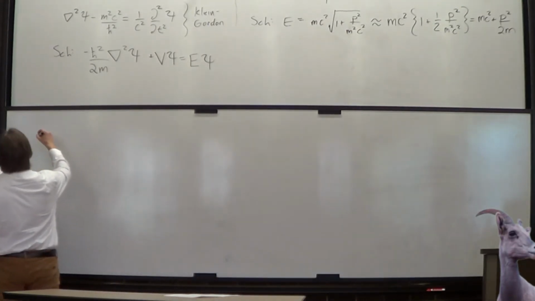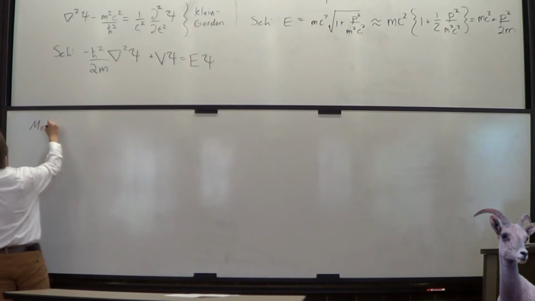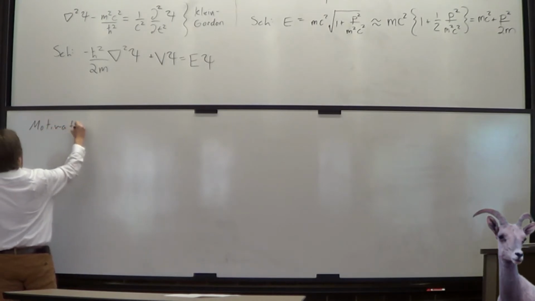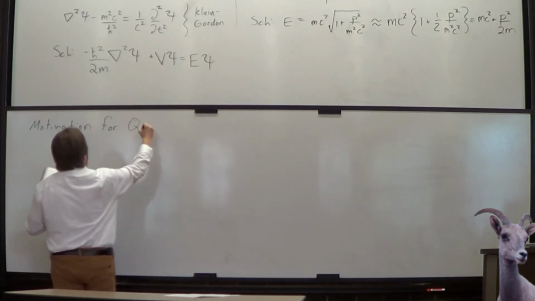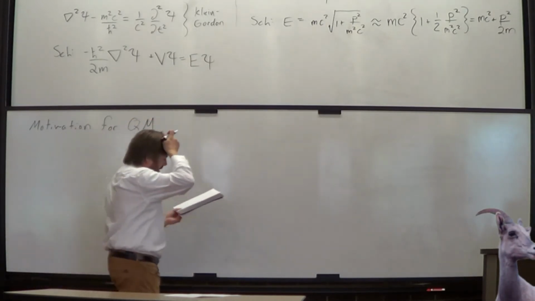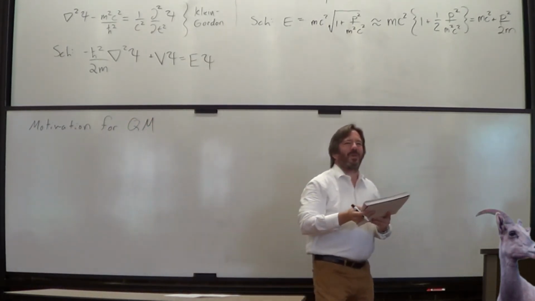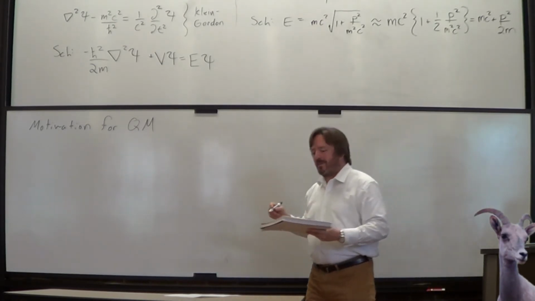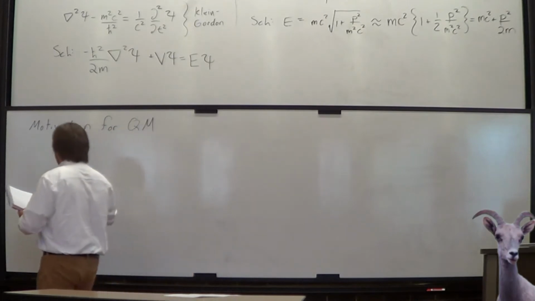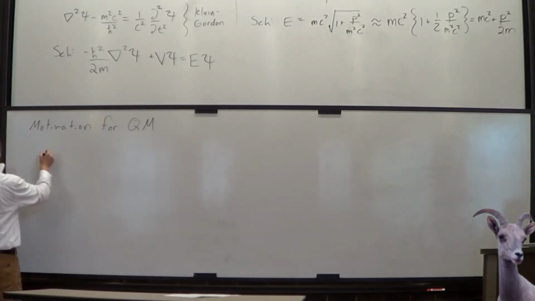Okay, so now, motivation for quantum mechanics. Again, today will be an easy day. I'm going to draw some pictures. I'm going to show you something really cool. Back in the 20s and 30s, people started trying to defeat quantum mechanics, Einstein especially. Einstein didn't believe in quantum mechanics.